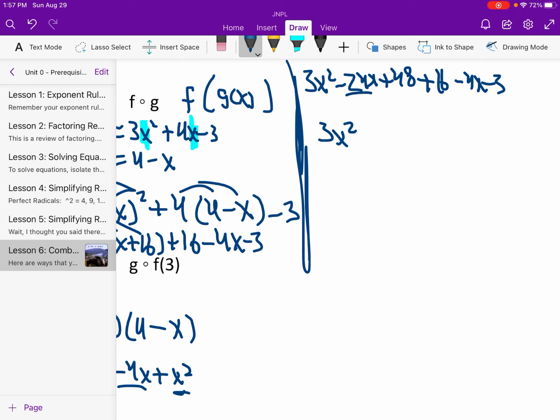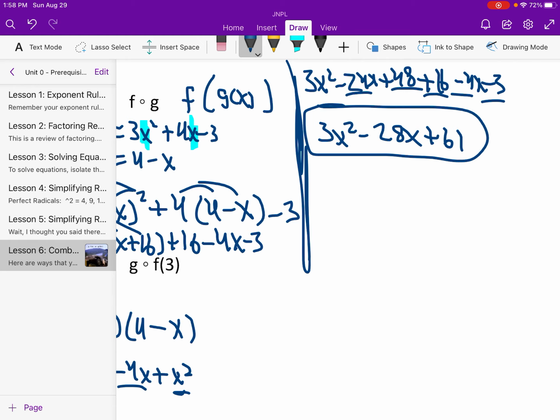3x squared minus 28x. So that gives us, that's a 48 plus 16 minus 3, which is 61. Usually you need to have this in standard form. But you see this isn't even factorable, I don't think so. 3 times 61 is 183. I don't know what factors go into that. But usually you just do it in standard form. So that would be your answer.